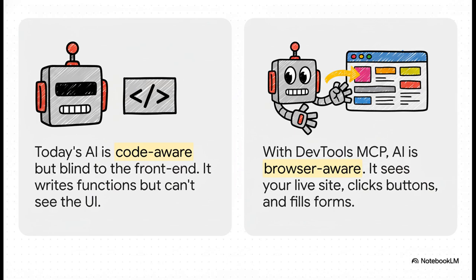And this slide, well, it really shows the night and day difference. On the left, you've got today's AI assistants. They're code-aware, sure. They get the logic, but when it comes to the front end, they're completely blind. But on the right, that's where we're headed. An AI that's both code and browser-aware. It has, for all intents and purposes, eyes and hands to actually use your site.